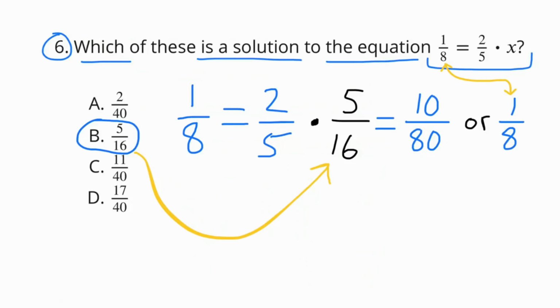Number 6. Which of these is a solution to the equation 1/8 equals 2/5 times x? So this can be translated as 2/5 times what number equals 1/8. So I substituted these numbers for x until I figured out which one was the correct one. I chose B, 5/16. 1/8 equals 2/5 times 5/16. And 2/5 times 5/16 is 10/80ths, or 1/8. So it's true. 1/8 does equal 2/5 times 5/16.